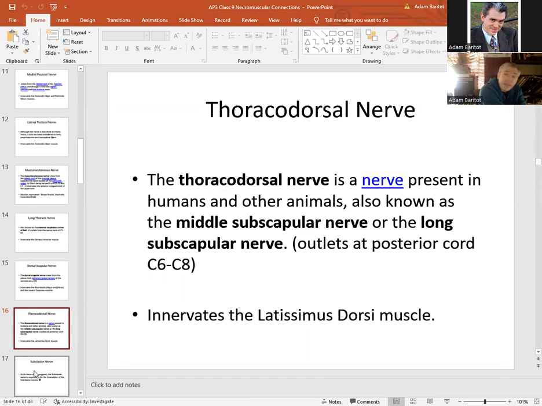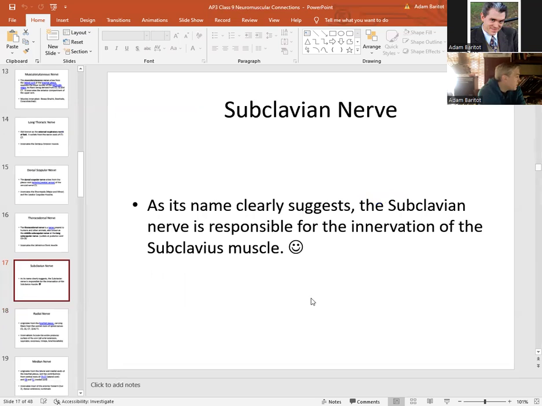Next one is really easy. By contrast, the subclavian nerve is going to move subclavius. Ta-da! That's it. Subclavius draws your clavicle down in motion.